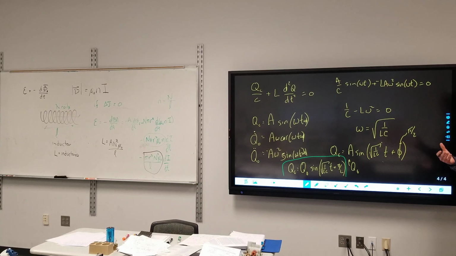Questions? So because of that phase shift, could you do cosine? Yeah, which is what I tend to do with this one. Sine works, as long as you bring in the phase.